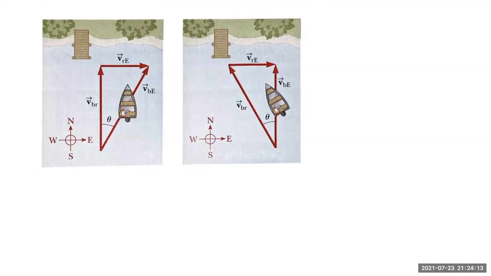Suppose I have a boat which crosses a river. Now, if the river does not flow, assuming the river does not flow relative to the bank, so it's a stationary pond of water.